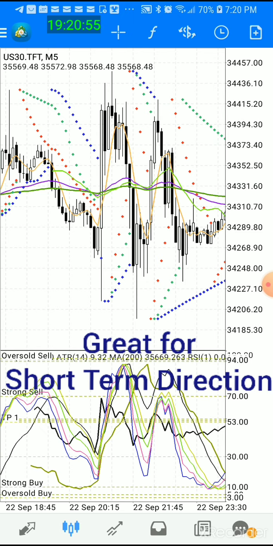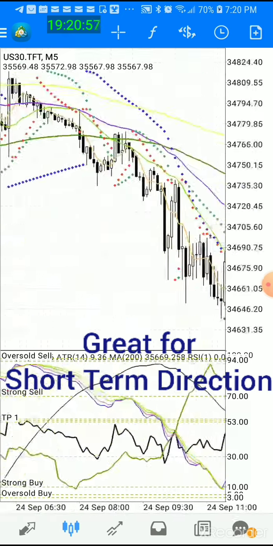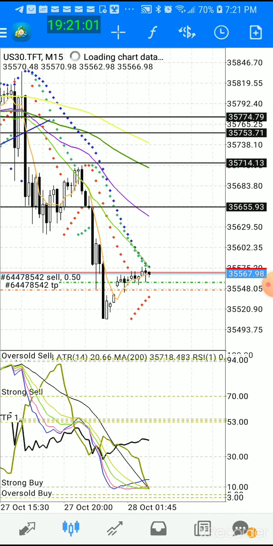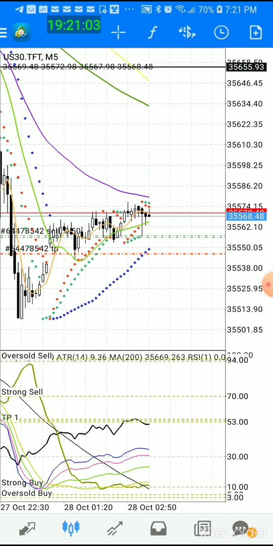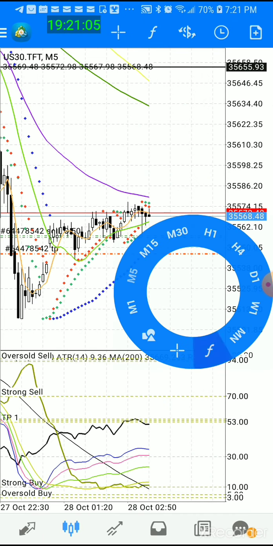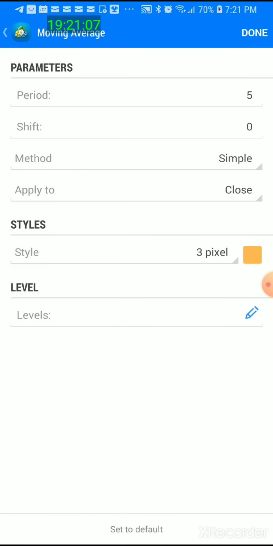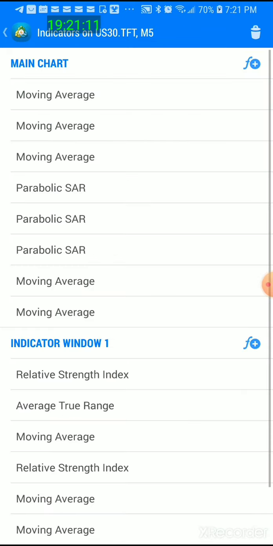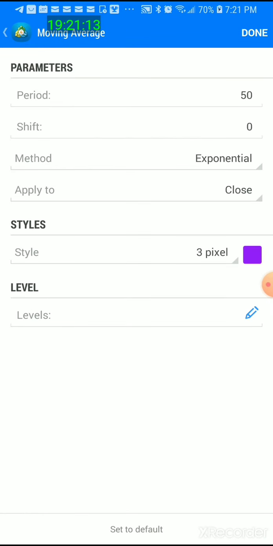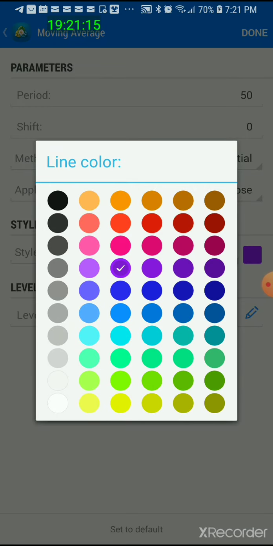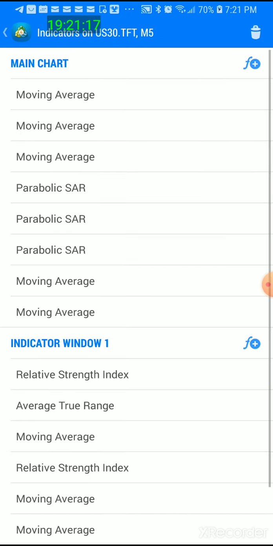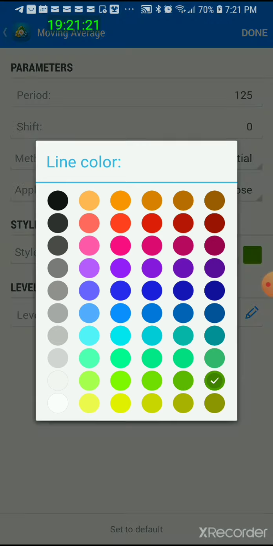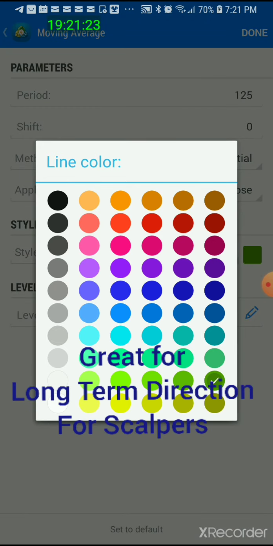So I have the 50 exponential. Why is that exponential? Hold on a second. I'm going to rock with it, I'm not even going to sweat it, I'm not going to change it. All right, so I have the 5 simple, which is orange. We talked about that. I have the 50 exponential, purple. I have the 125, which is green, exponential, down there at the bottom.